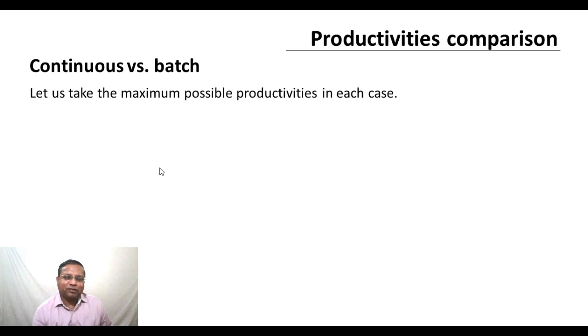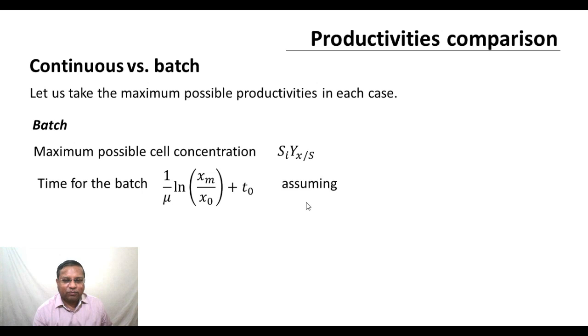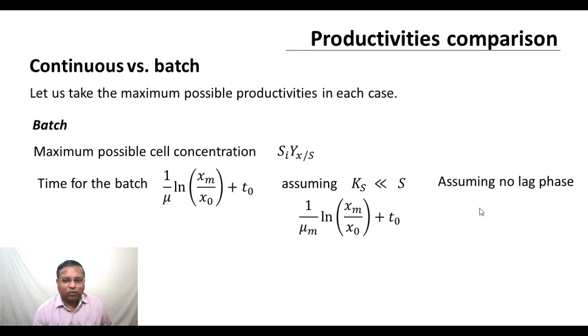Let us take the maximum possible productivity in each case and see what the ratio turns out to be. For the batch, we know the maximum possible cell concentration is SI times Y_xs. Time for the batch is 1 by mu ln of xm by x naught plus t naught. When we assume that Ks is much less than S, and assuming no lag phase further, we get 1 by mu m ln of xm by x naught.